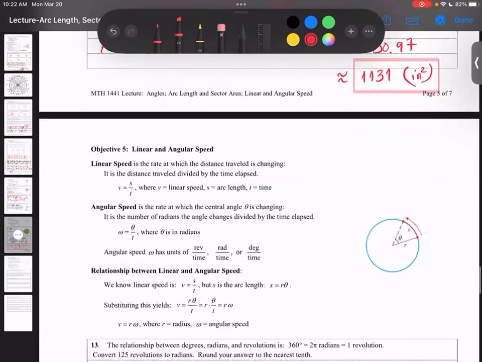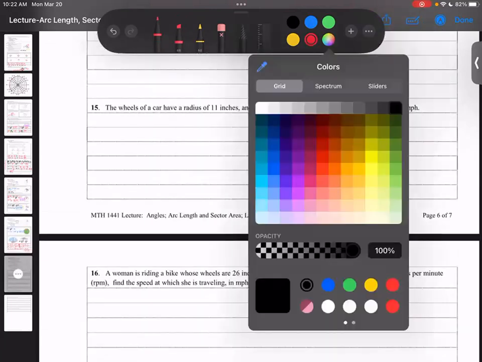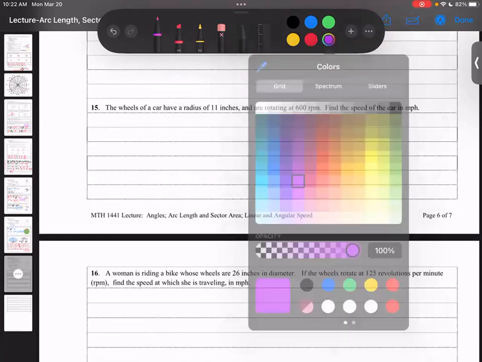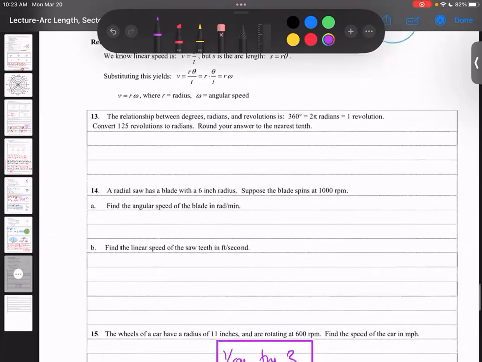Number 15 is yours, you try. I'm going to do number 16, which is very similar. You try number 15. At least this one you do on your own. I did two of them for you. All right, let's do number 13, just a little bit.